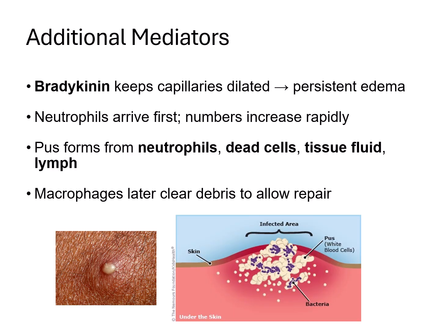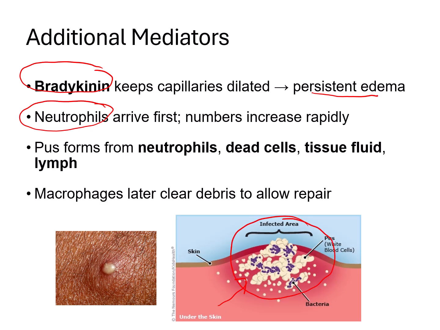Then several additional mediators will keep inflammation going. Bradykinin will maintain capillary dilation and contribute to persistent edema, that's swelling. Neutrophils are the first major phagocytes to arrive to that infected tissue area, and they will rapidly increase in number. Pus will develop as the neutrophils, microbes, and dead tissue accumulate, and we can see that here as well. Macrophages arrive later to clear this debris and allow tissue repair to begin.